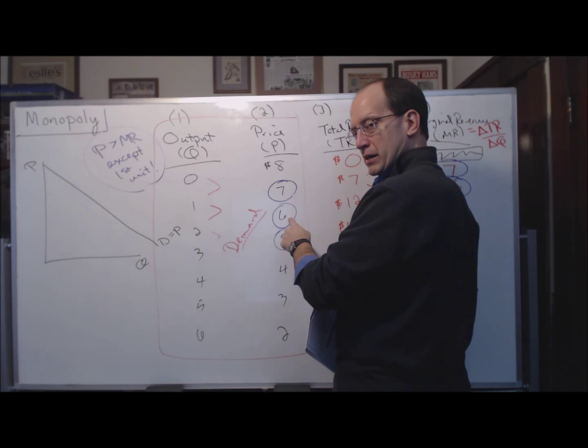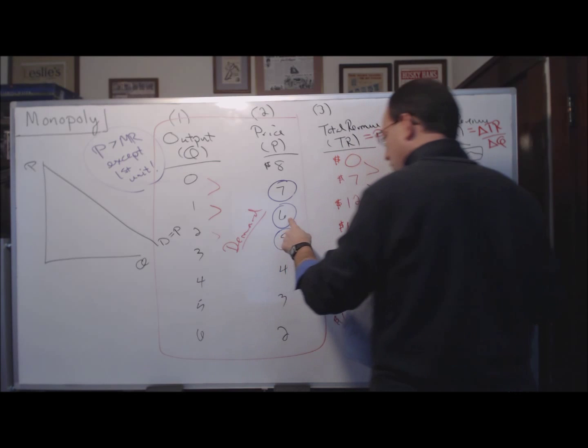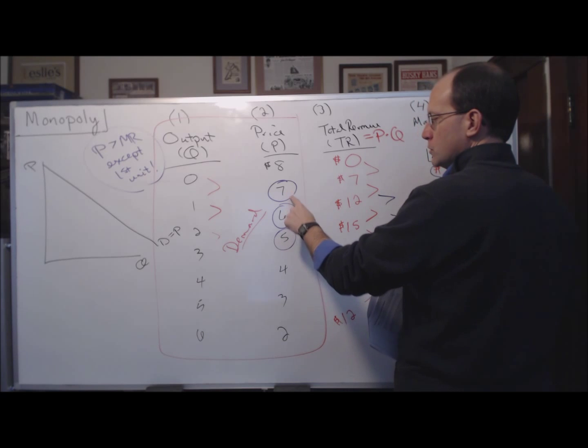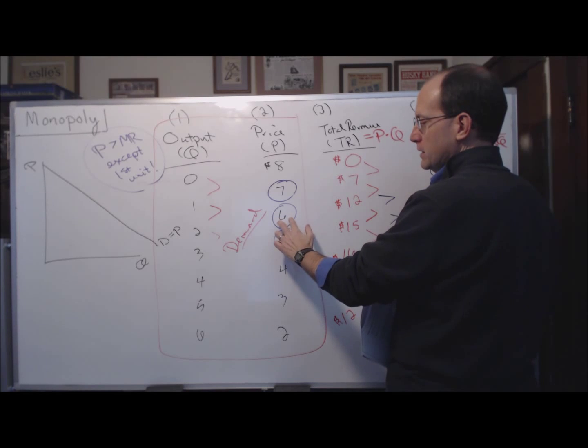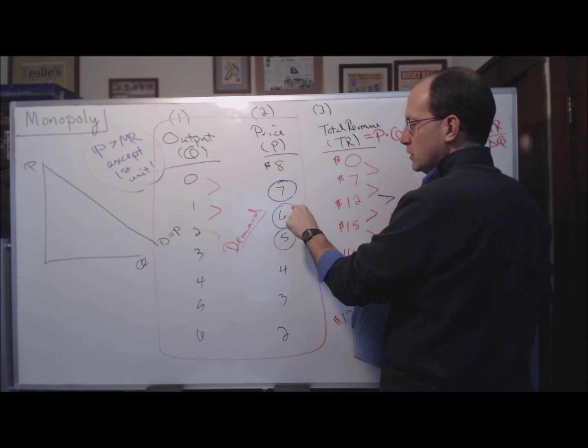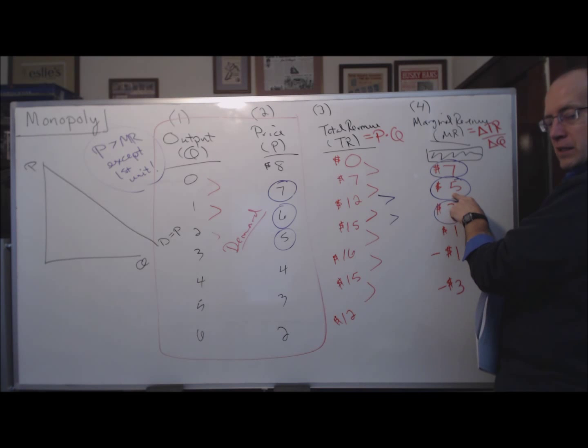So she gets $6 from that second unit. But what happens in terms of her total revenue? Well, she loses $1 from the first unit. She can't sell it at 7. She's got to sell it at 6. So she gains 6 from the second, but she loses $1 from the first. So her total revenue only goes up by 6 minus 1, or $5.